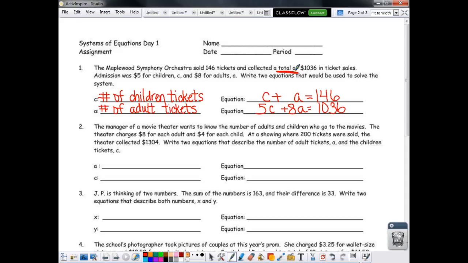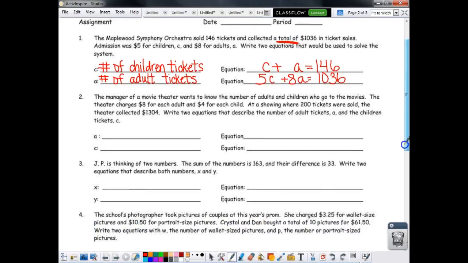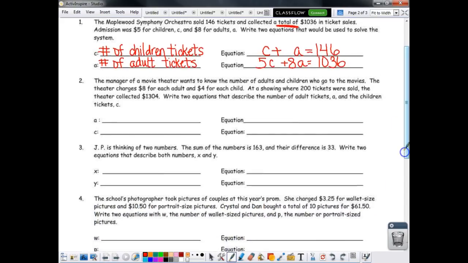Calculators? No, you don't need a calculator. We're just writing. We're not solving. You don't need calculators today.